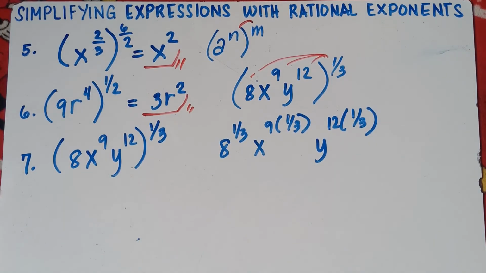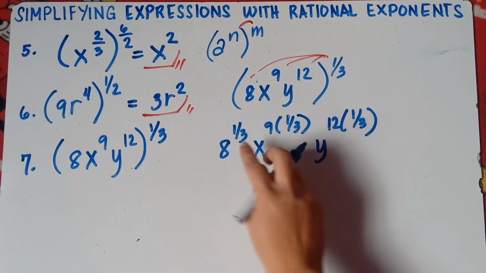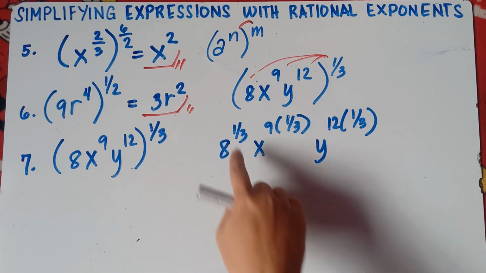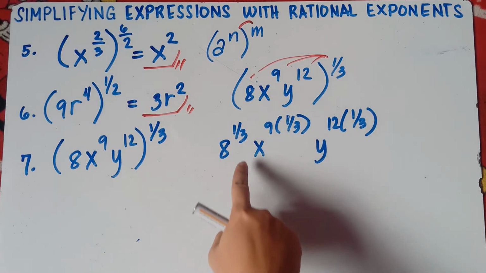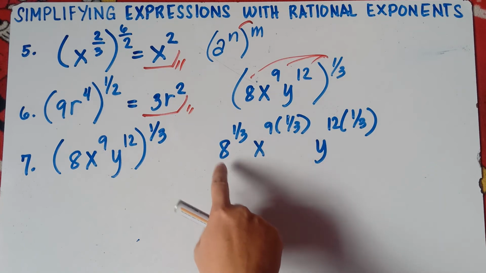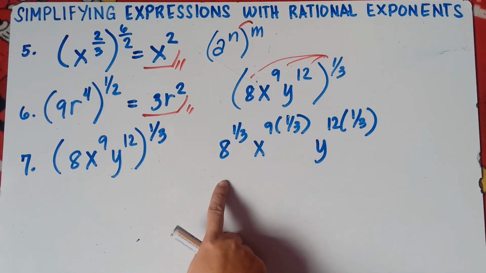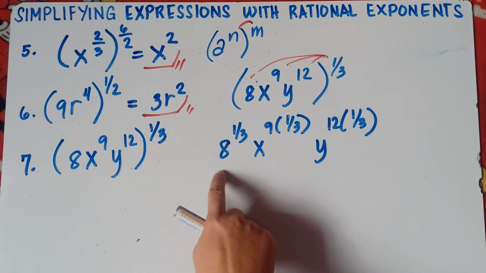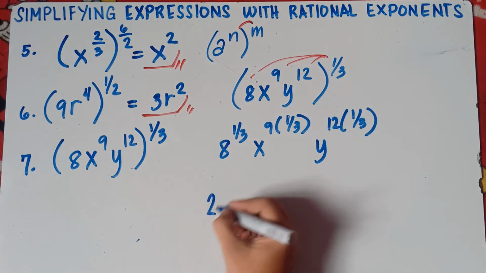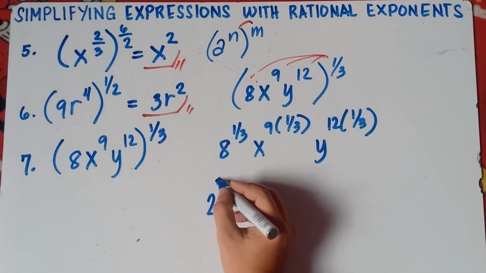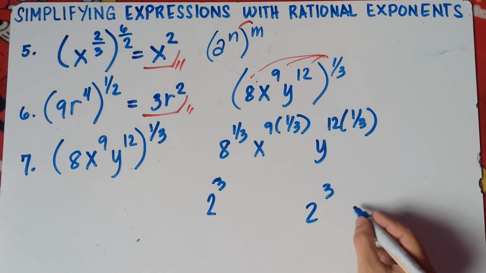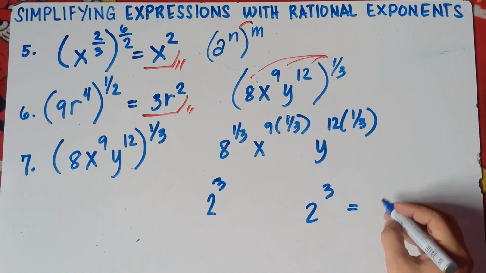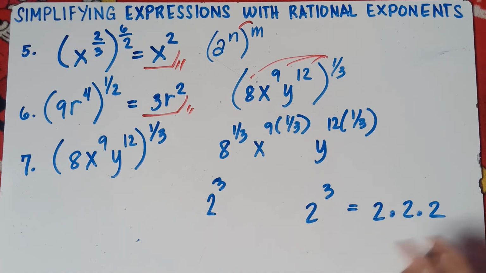Alright, and then we simplify. Now this 8, class, since this is cube, since this is 1/3, you think of a number that when you multiply it by itself 3 times, you will get 8. Can we simplify this 8, class? Yup, we can simplify this 8, right? This is 2 raised to the power of 3, right? What will be the answer, class? 2 raised to the power of 3, it means 2 times 2 times 2. You multiply this 2 by itself 3 times. So 2 times 2 times 2, that is 8.